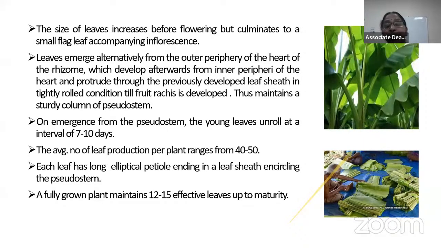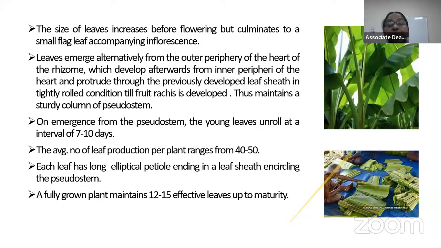On emergence from this pseudostem, the young leaves will unroll at an interval of 7 to 10 days. The average number of leaves produced per plant generally ranges from 40 to 50. And coming to the leaf shape, it will have a long elliptical petiole ending in a leaf sheath encircling the pseudostem. And a fully grown plant generally retains 12 to 15 effective leaves up to maturity to have effective photosynthesis.